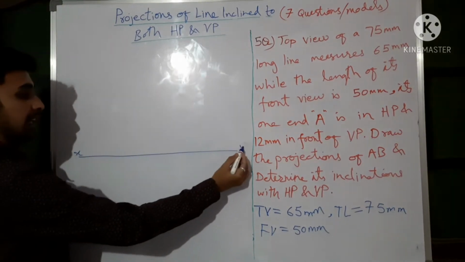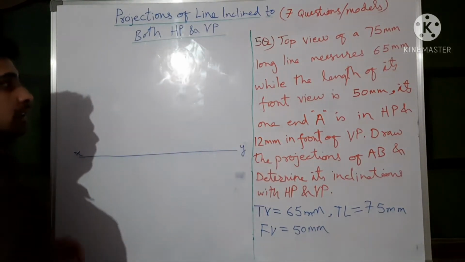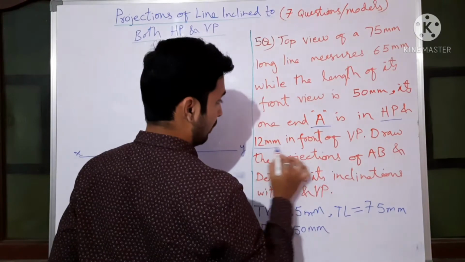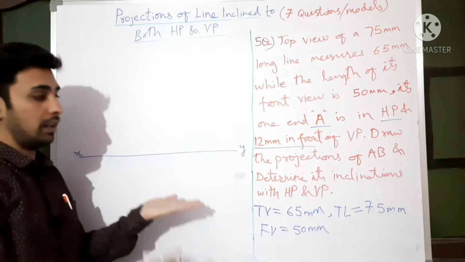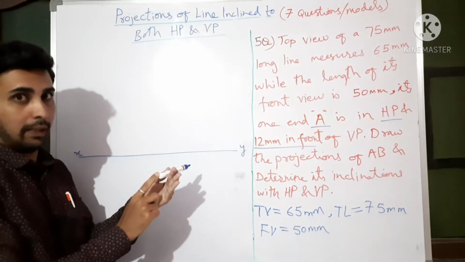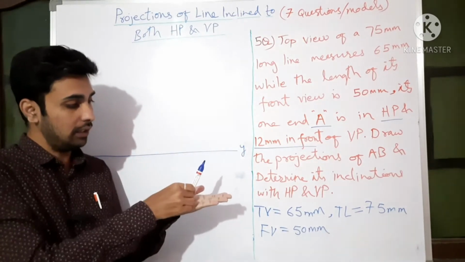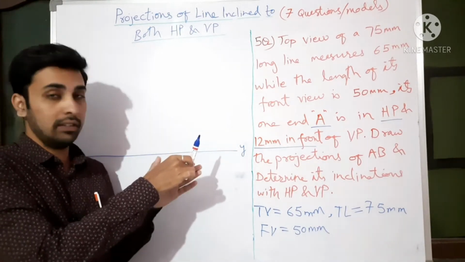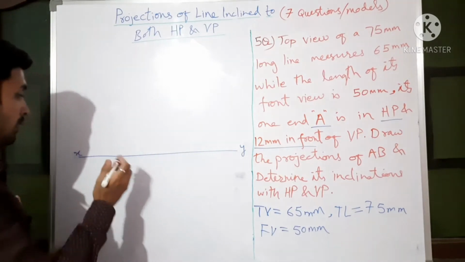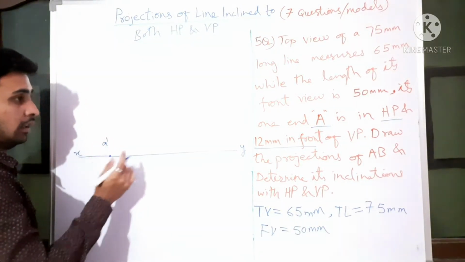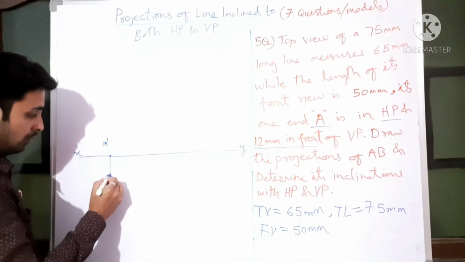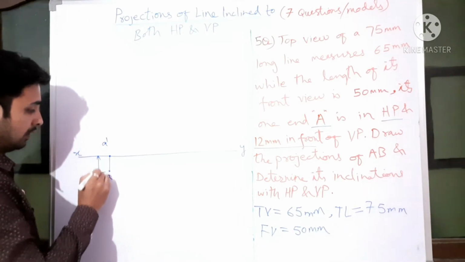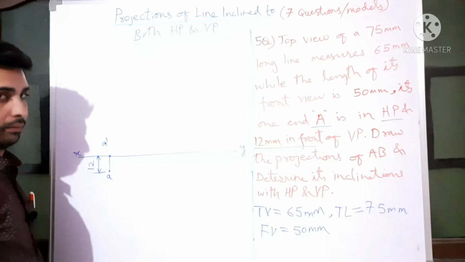First, the xy line, horizontally we have drawn any length. End A is in HP and 12 mm in front of VP. So assume this is the horizontal plane, this is the vertical plane. Assume this is end A. So end A is in the HP and this end A is touching the ground, and this end A is from the vertical plane, it is 12 mm. So in HP, A dash is here. 12 mm in front of VP, so in the top view, 12 mm down here. So this distance is 12 mm.